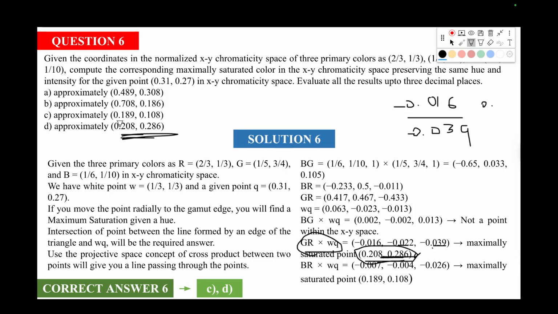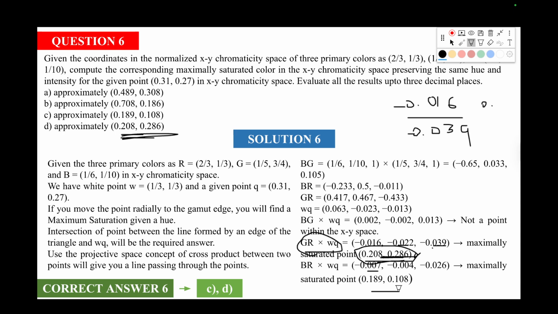Actually, I think half of the value is what we have to get here. Divided by 2, 0.28 would come. Can you do this for me? 7 divided by 26. How much is it coming? 0.2692, I think. I don't know why the answers are given like this.